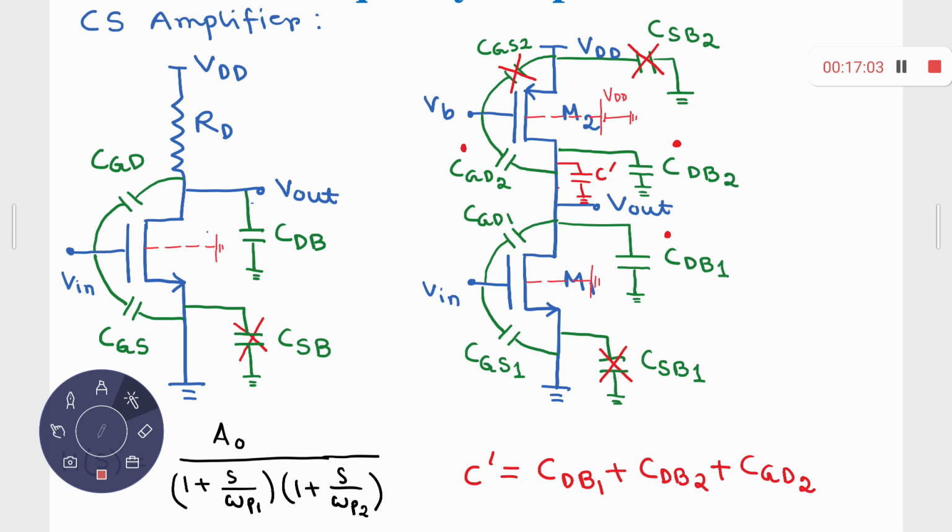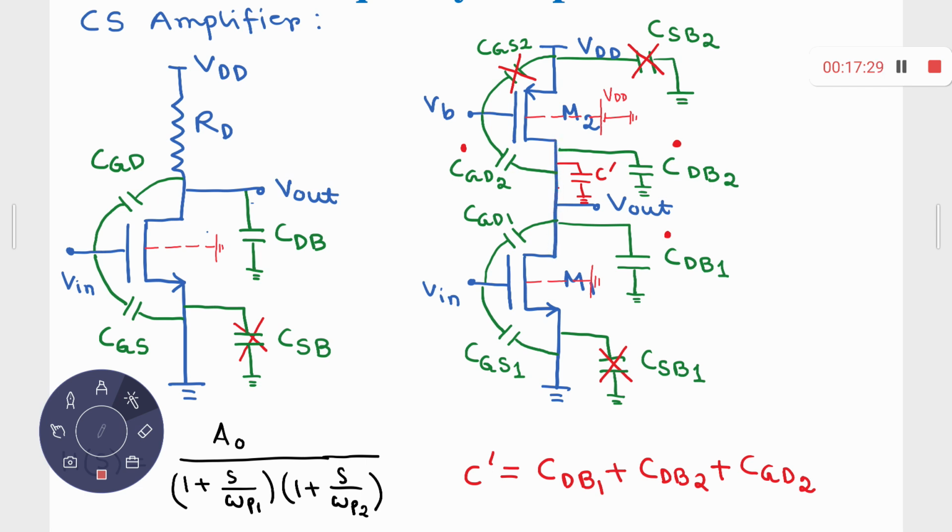V in and V out. So you have this one node, right? And this is another node. This is always connected to ground, no signal. Source 1, gate 2 connected to AC ground, source 2 connected to AC ground, and this is the common terminal, right?